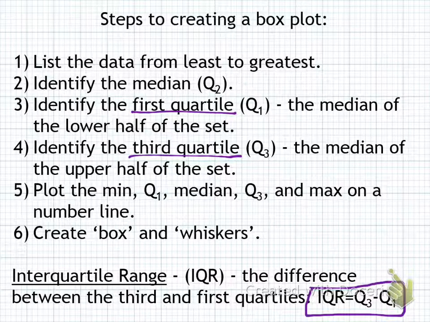We're going to plot those points on a number line and then create a little box and what are called the whiskers, okay? A box and some lines. And then this is the formula for that interquartile range that I was talking about. So if you want to write down at least that equation over there. IQR equals Q3 minus Q1.